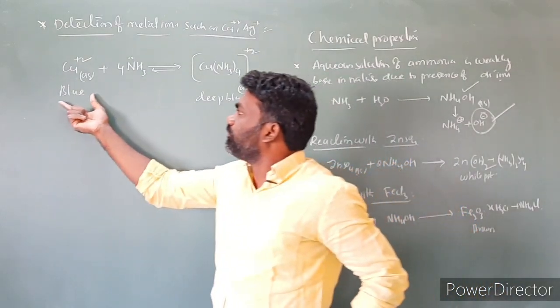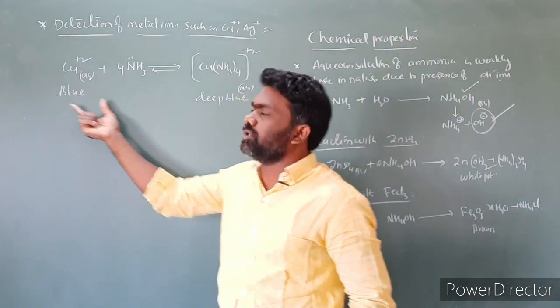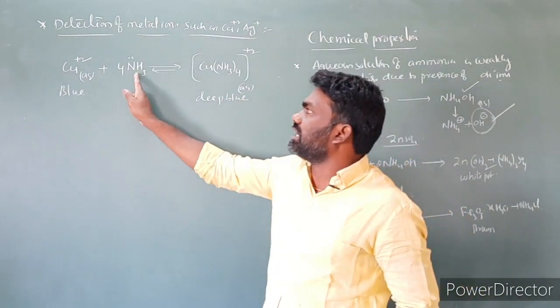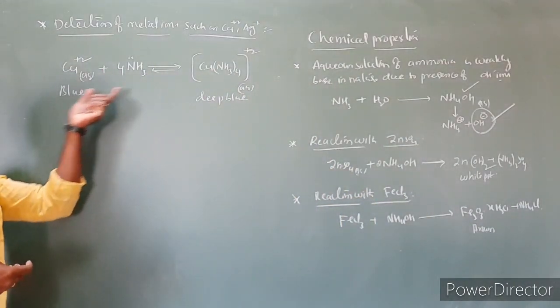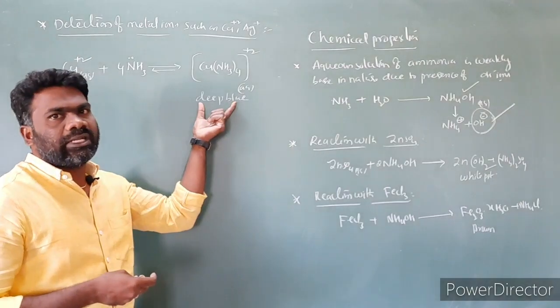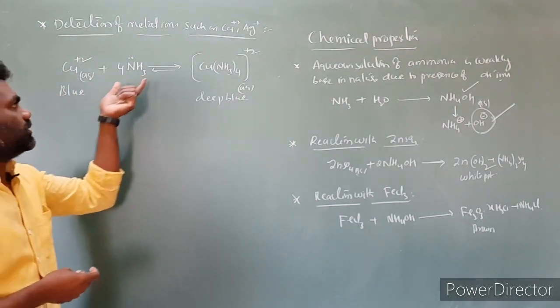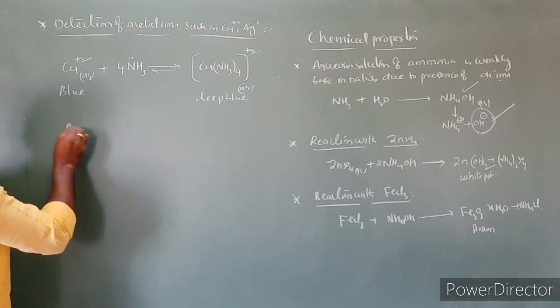So whenever an aqueous solution of Cu2+, blue color, turns into deep blue color on reacting with ammonia, that indicates the presence of Cu2+ ions. So for detection of Cu2+ ions, we can use the reaction with ammonia. Next one is Ag+.